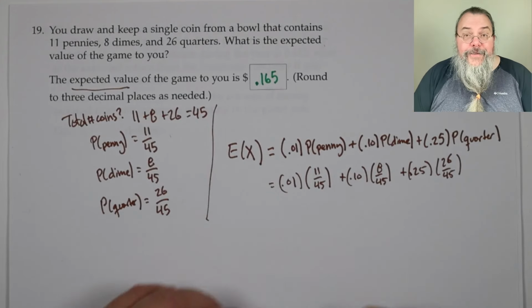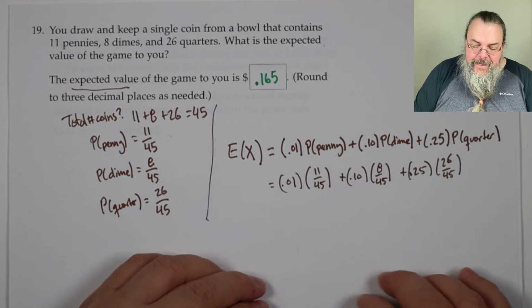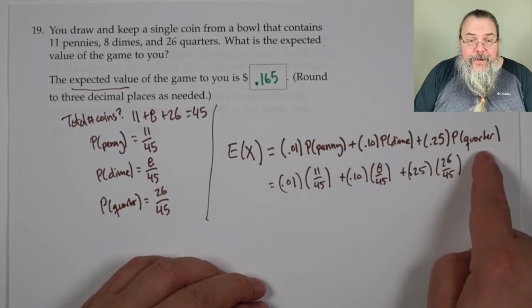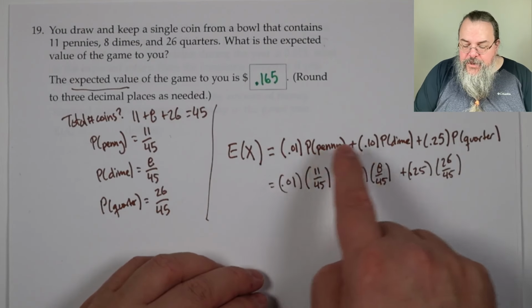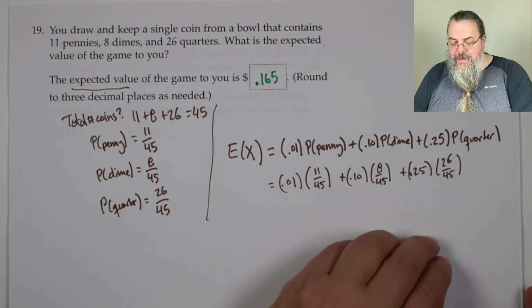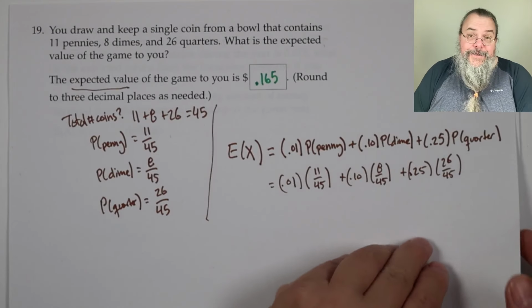That's our expected value. All right, see? Compute the probability of the different outcomes times how much you make in each one of those outcomes. Add it all up, and that's your expected value.